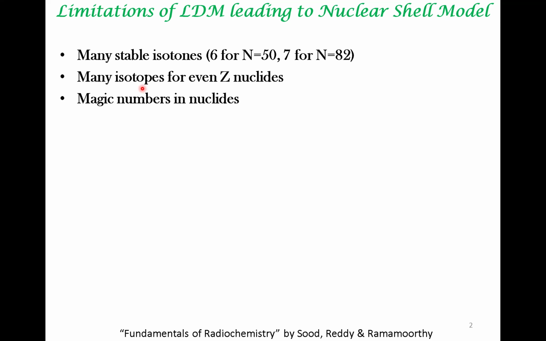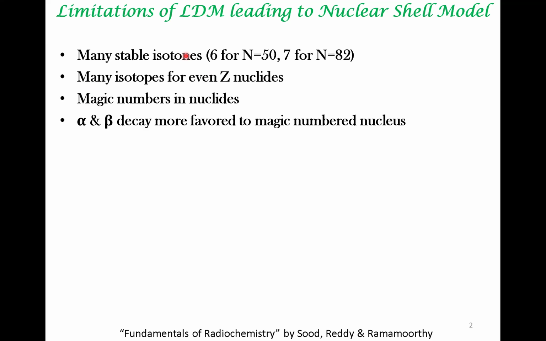The most important aspect, which cannot be explained by the liquid drop model and which is very critical to understand the properties of the nucleus, is the presence of magic numbers. That means there are some specific atomic numbers and atomic weights wherein the nucleus is much more stable compared to the atomic number and atomic weight in the vicinity. So what makes them more stable is not clear within the liquid drop model.